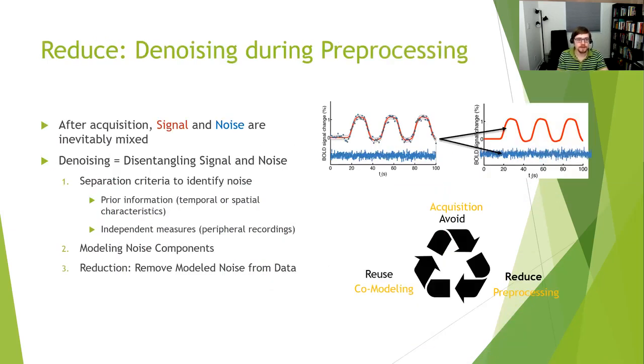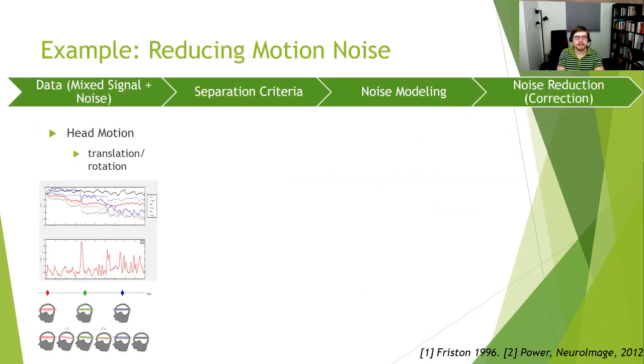After we have finished the acquisition, signal and noise are inevitably mixed. So denoising, or reducing noise during preprocessing, is always the task of disentangling the two, which can be sorted in 3 different stages. So we first have to find a separation criteria to identify noise, some prior information like temporal or spatial characteristics that we mentioned, or some independent measures. We can have peripheral recordings of physiology or of motion. The second stage is to model the noise components, and the third one to reduce your data, basically removing the modeled noise from it. Here's an example for this pipeline for motion reduction.